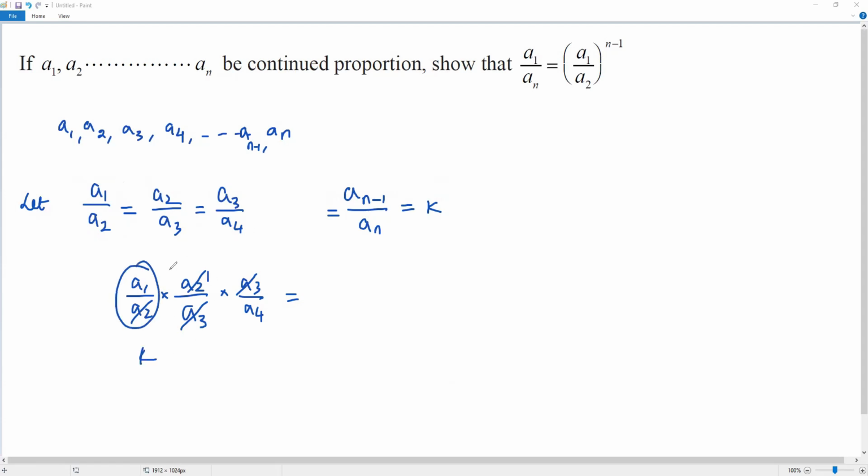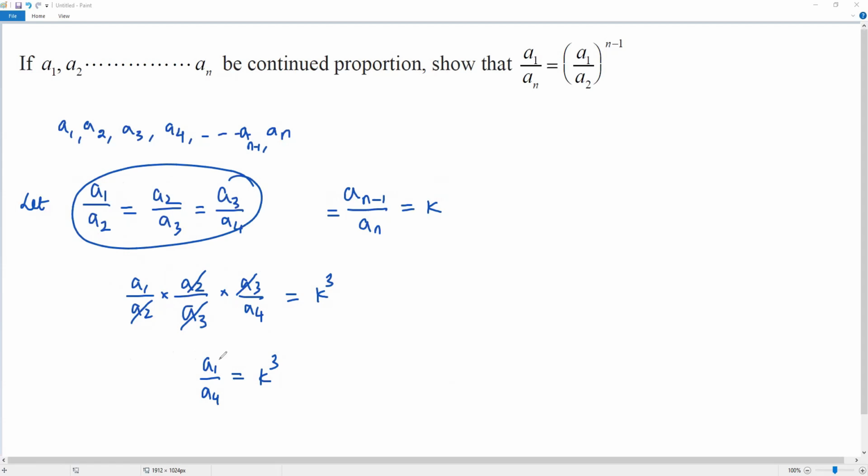So when I multiply k times k times k, I get k to the third power on the right side. The simplification of the left side is a1 divided by a4, because we have a1 in the numerator of the first fraction and a4 in the denominator of the last fraction. So a1 divided by a4 equals k cubed. We multiplied the first three ratios, and this is the result on the left side, and k to the power of 3 on the right side, according to the assumption that the value of each ratio in this proportion is k.